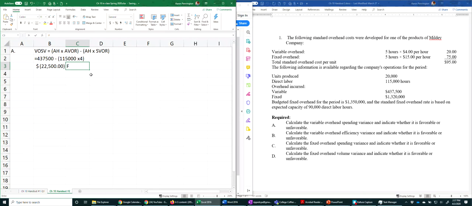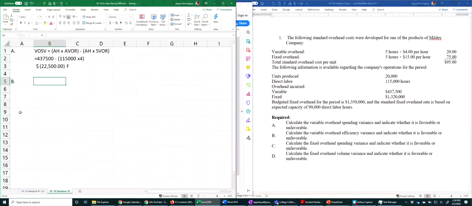And if we follow the formula, we know that negative numbers equate to favorable variances. So this means that variable overhead will be better than standard. So that's what that means. We'll move on to part B. Calculate the variable overhead efficiency variance and indicate whether it is favorable or unfavorable.